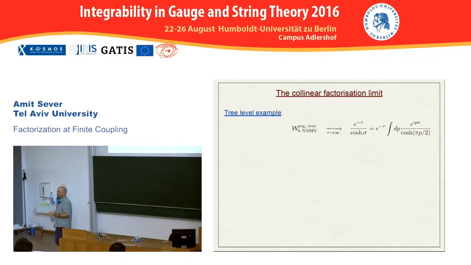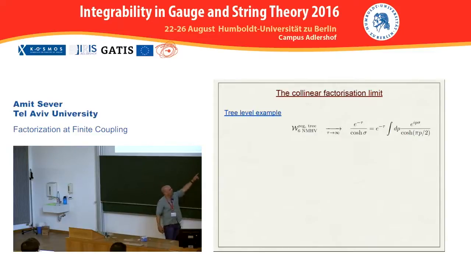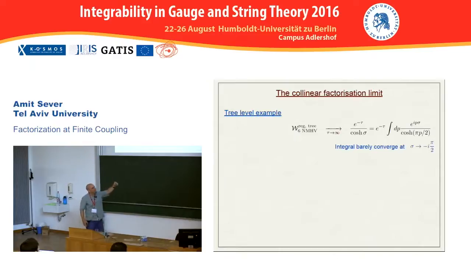And the rule in the OPE is to write it in momentum space. So when you do a Fourier transform, 1 over cosh of sigma is mapped to 1 over pi, again, cosh of pi p over 2. And what we see here is that the fact that we have on the left-hand side a pole where sigma goes to minus i pi over 2 is reflected in momentum space by the fact that when you take sigma to minus i pi over 2, the integral barely converges at large p. In other words, this pole is dominated by very, very large momentum.